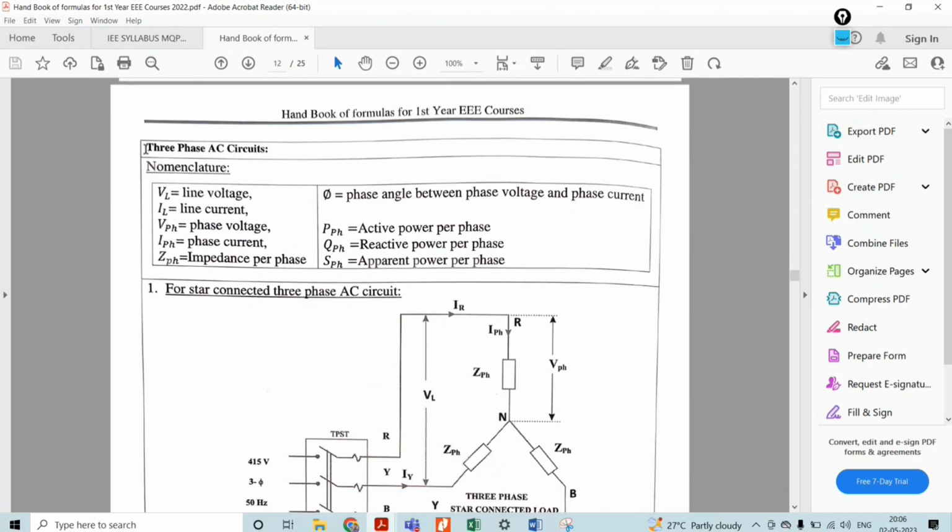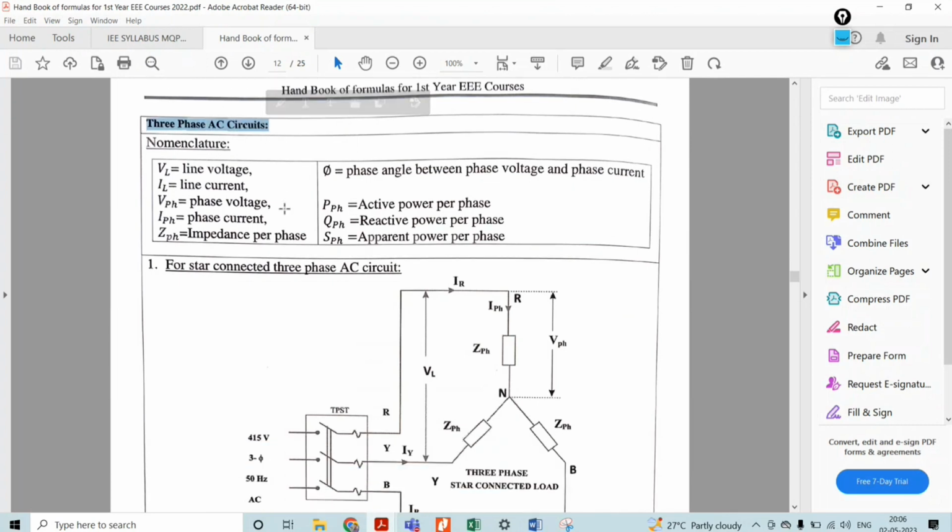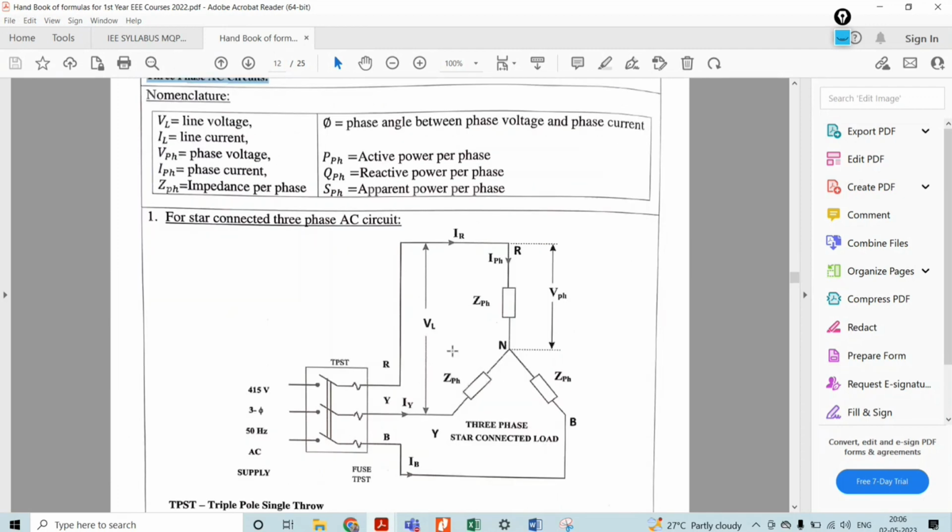Then with respect to the three-phase circuit, what does your syllabus mention? Only the equations. Those you can concentrate on along with network. VL is what? Line voltage. IL is what? Line current. V phase is what? Phase voltage. I phase is what? Phase current. What is Z phase? Impedance per phase. Phi is what? The phase angle between the voltage and current. P phase is called active power per phase. Q phase is called reactive power per phase. S phase is called apparent power per phase.